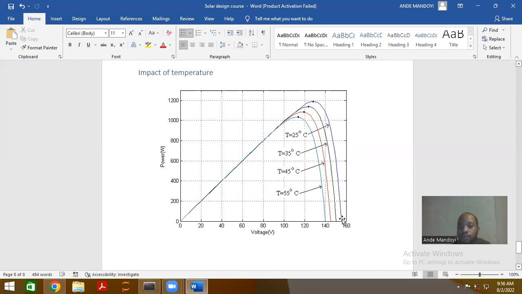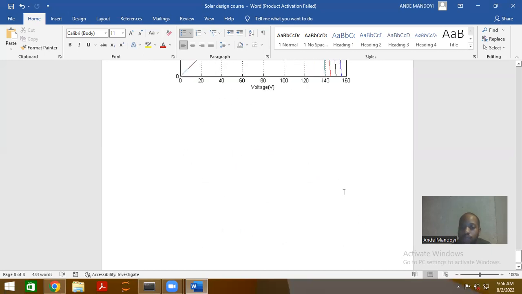So that's all there is to it. And obviously your VOC, your open circuit voltage, will decrease with an increase in temperature as well, which is why the power output decreases. So there's an inverse proportionality relationship in that.